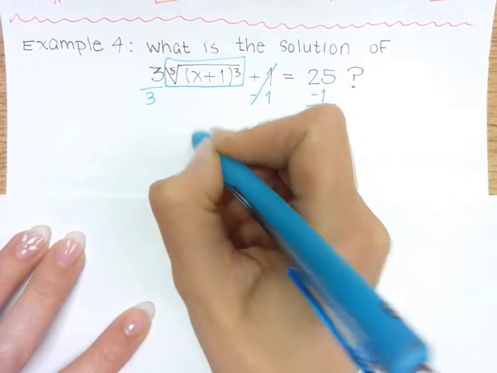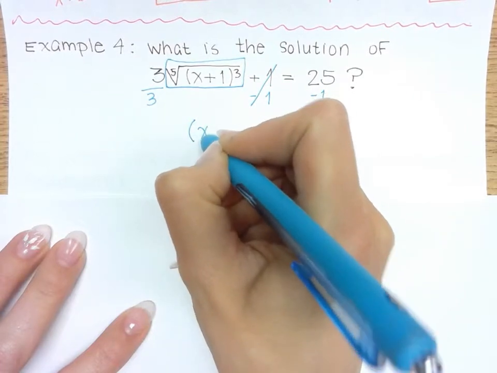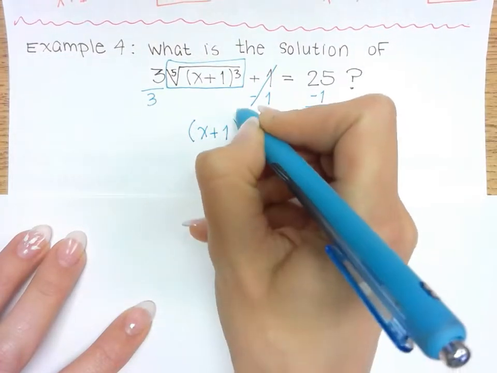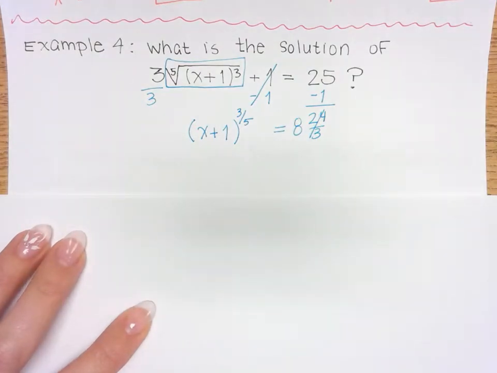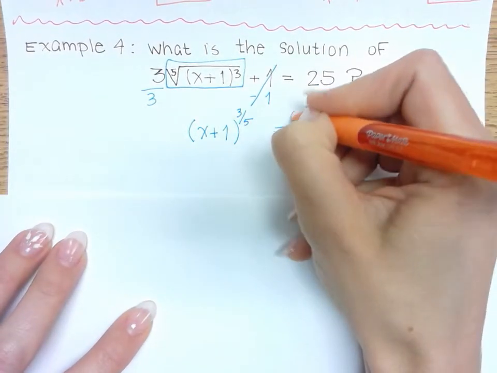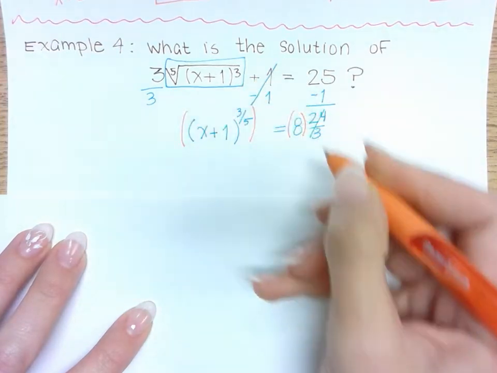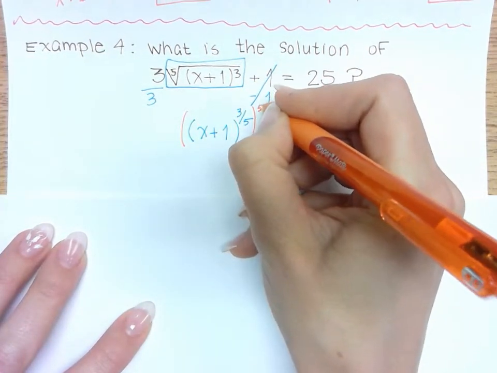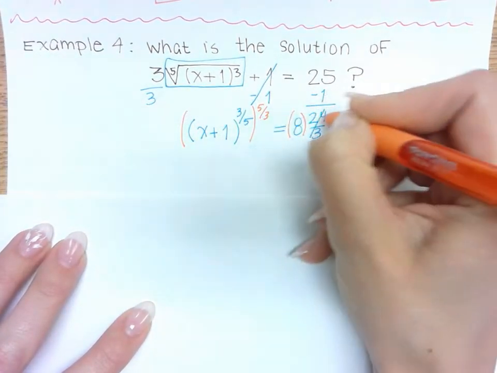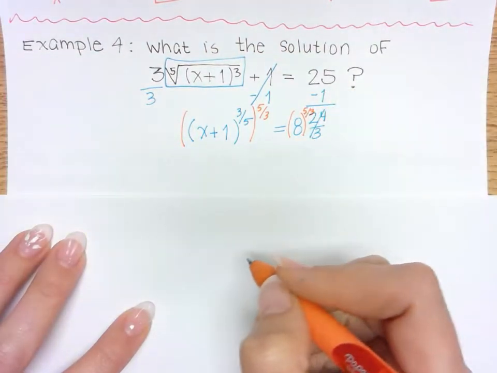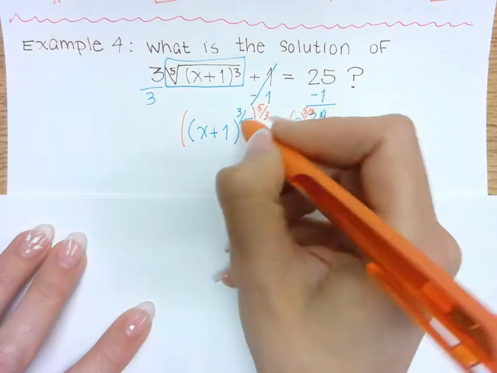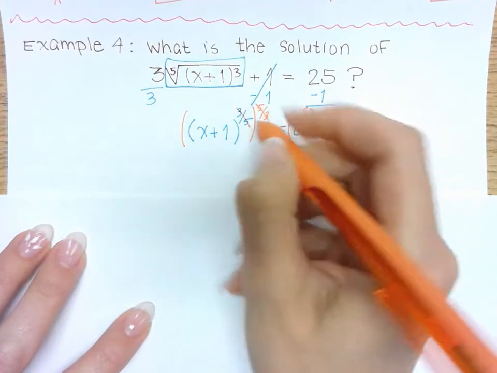What equals 8? This is really, I'm going to rewrite it as x plus 1 to the 3/5 power. Now, I'm going to raise both sides to the reciprocal power. What would that be? 5/3. I don't have an even power. No even powers, so there's really nothing to worry about. They just cross out, no even roots.